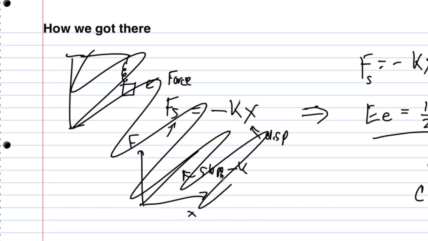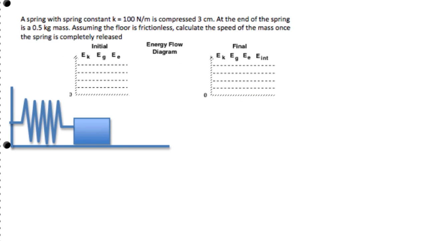Here's the kind of problem we can have you solve. A spring with spring constant 100 newtons per meter is compressed 3 centimeters. The end of the spring is attached to a 0.5 kilogram mass. Assuming the floor is frictionless, meaning no dissipated energy, let's get the speed of that mass once the spring is completely released. So this is the perfect kind of problem that we can do.